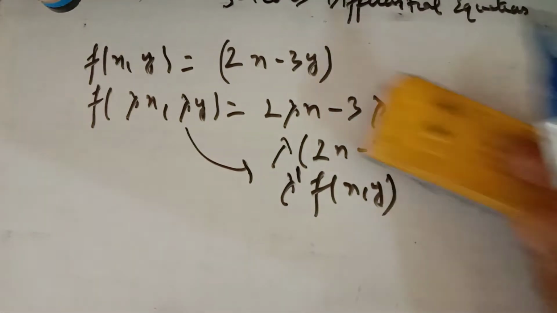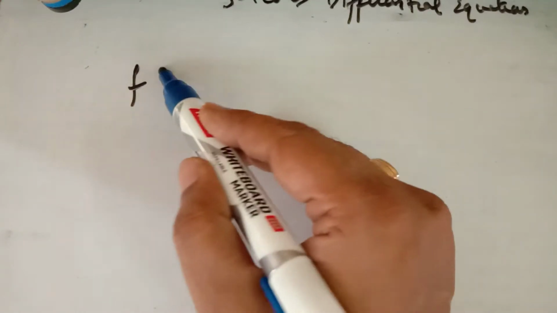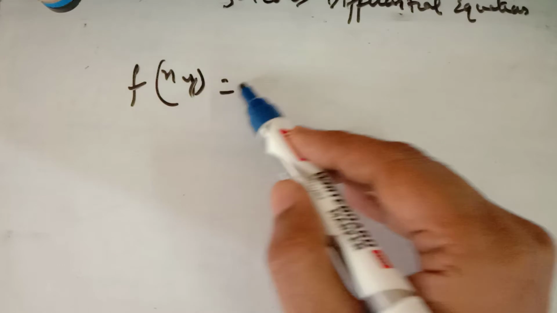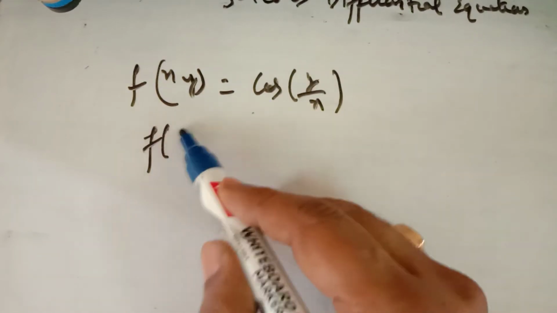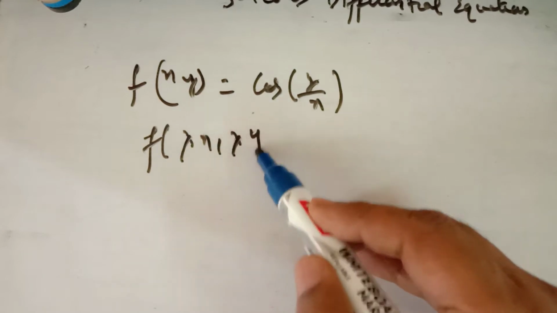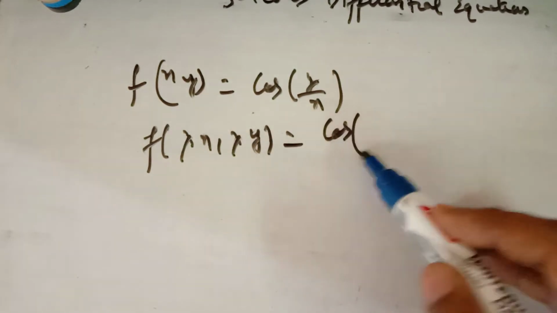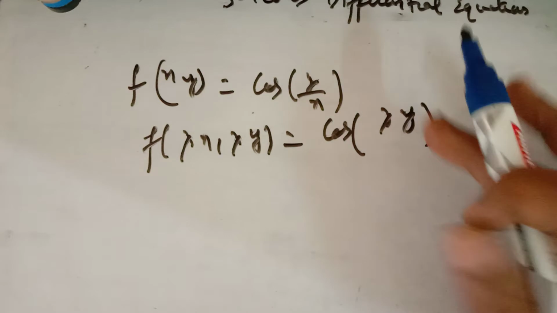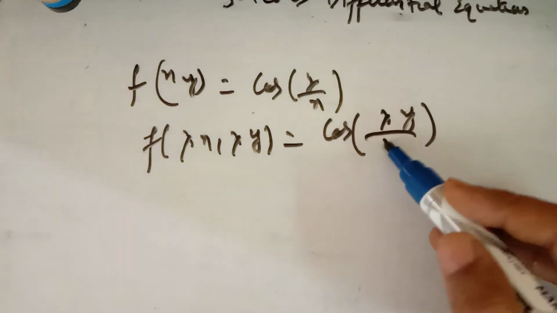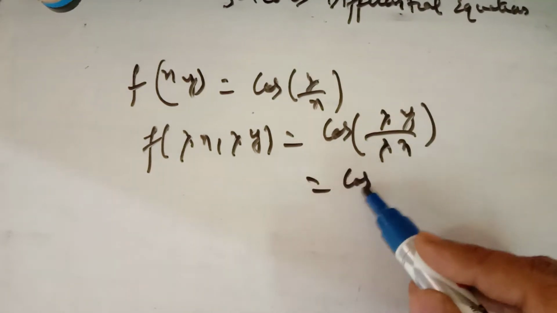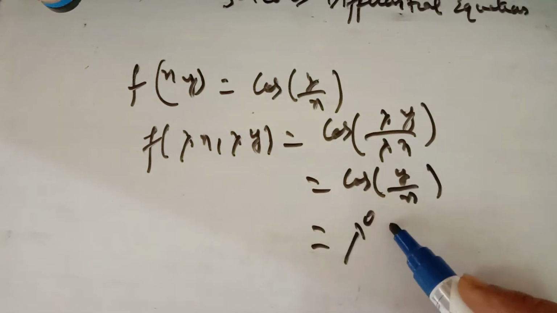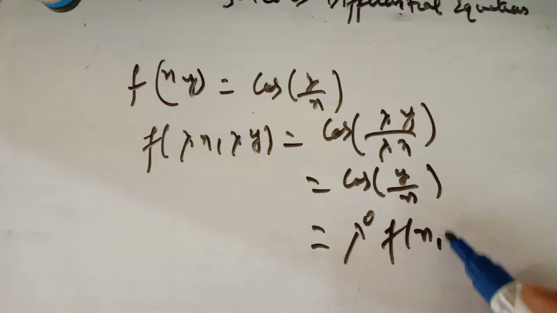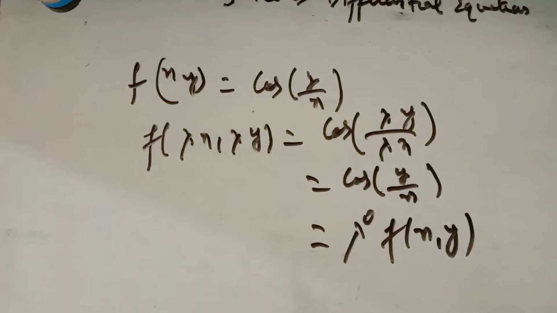Let us take another. f(x,y) is equal to cos y upon x. So if we replace x and y with λx and λy, it is equal to cos y upon x, that is λ to the power 0 f(x,y). So it is a homogeneous differential equation of degree 0.